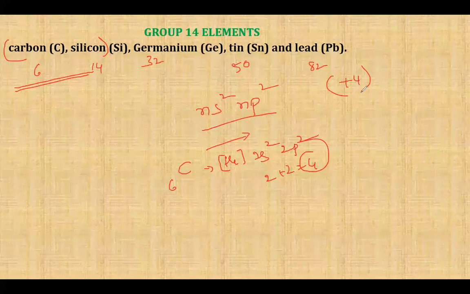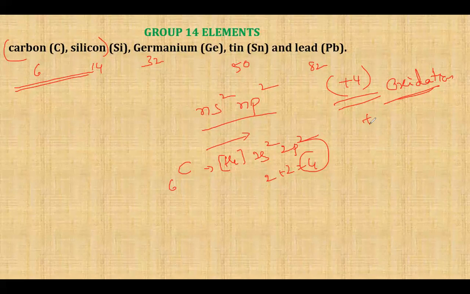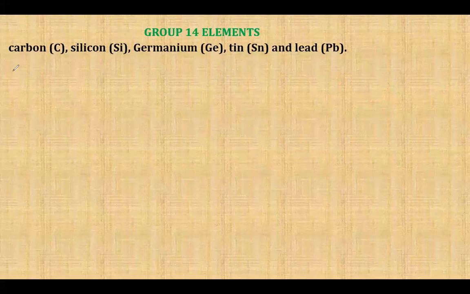This is not a fixed valency; valency varies. We call it an oxidation number, or a charge possessed by an atom. The oxidation number varies from plus 4 to plus 2. So plus 4, minus 4 and plus 2 are the probable oxidation states for group 14. Out of this, we need to concentrate on the first two elements, carbon and silicon.